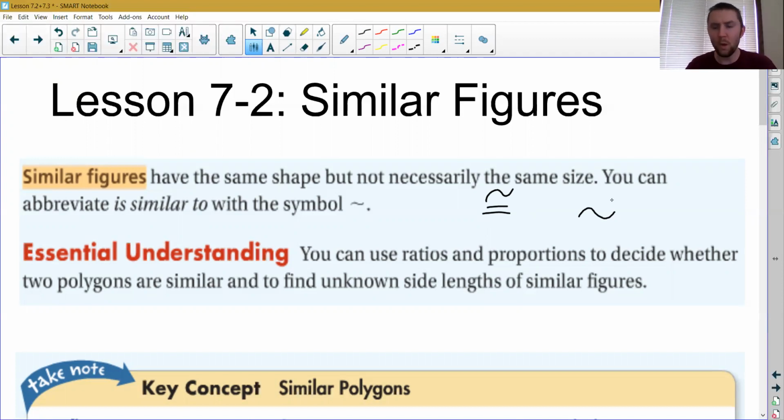So we will be writing what we call similarity statements, which involve this symbol between two names of polygons, all right? Once we have two similar polygons, we are going to use ratios and proportions from the previous section to find missing information, okay? And not only that, but we're also going to use ratios and proportions to determine if polygons are similar, okay?